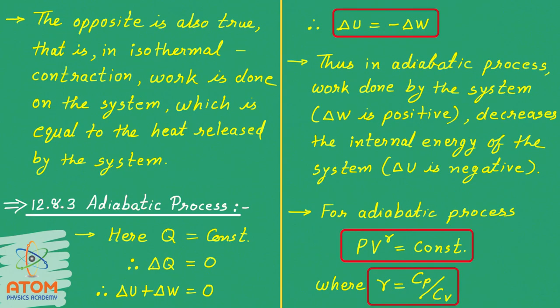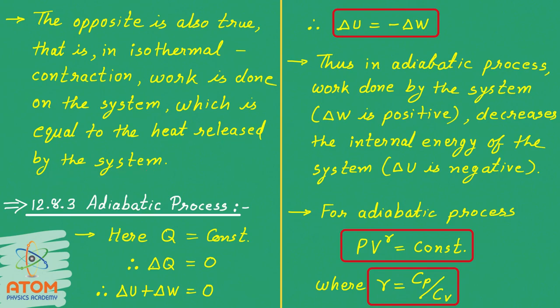Alright. Now the opposite is also true for this case, that is, in isothermal contraction, work is done on the system, which is equal to the heat released by the system, because it's a case of isothermal contraction. So obviously what is happening here, the work is done on the system and the heat is released by the system.